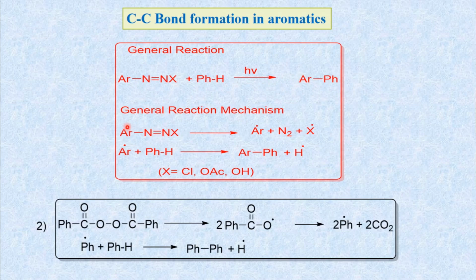This diazonium salt undergoes homolytic cleavage. It generates Ar radical, N2 molecule, and X radical. Then this Ar radical reacts with this aromatic solvent. So this Ph-H undergoes homolysis. It generates Ph radical. Then this Ph radical reacts with this Ar radical. You will get this compound. So this X is nothing but chlorine, acetate or hydroxy group.